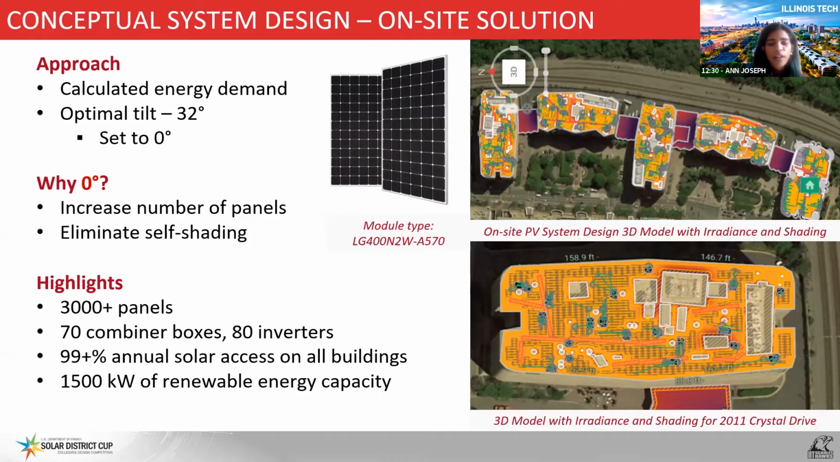Finally, Aurora Solar was utilized to model the rooftop array configuration. The roof areas that were easily accessible and unobstructed by shadows and walkways were first filled, followed by the remaining spaces. Our analysis showed that the rooftop can support more than 3,000 panels, 68 combiners, and 77 inverters with greater than 99% of solar access. The system has a capacity of 1,500 kilowatts.